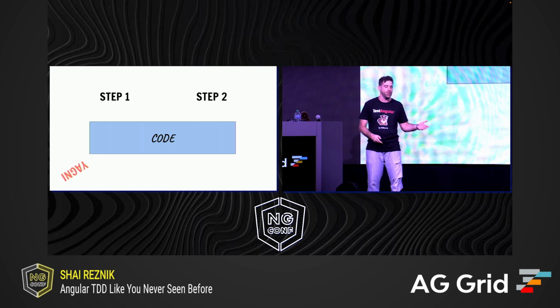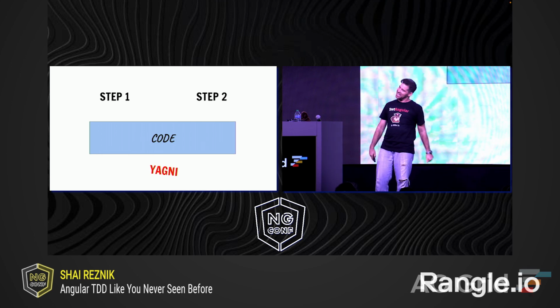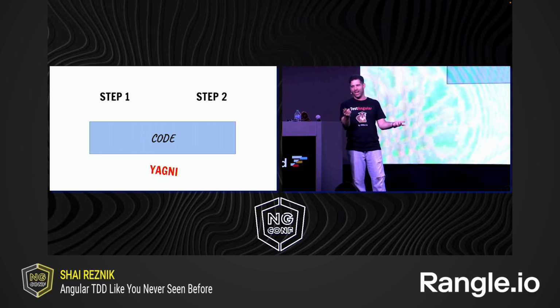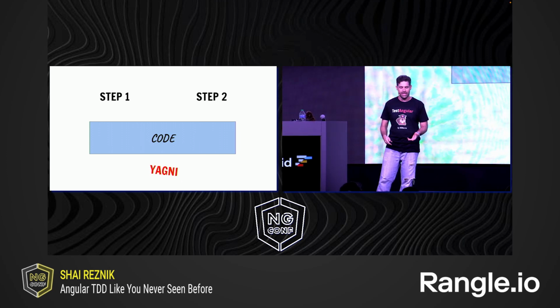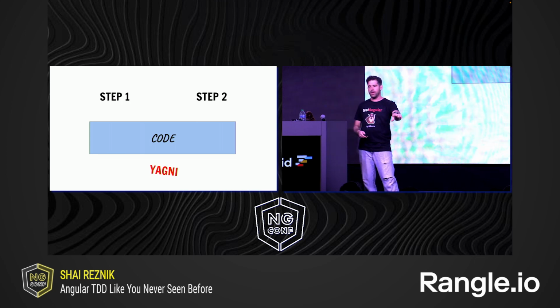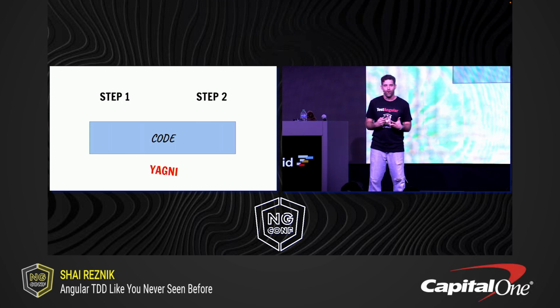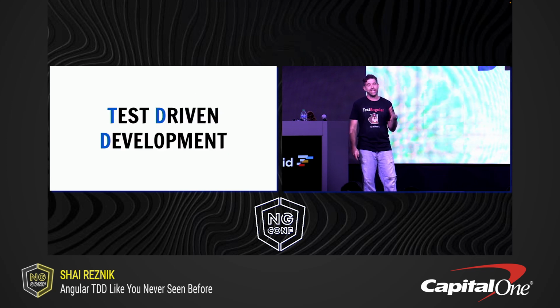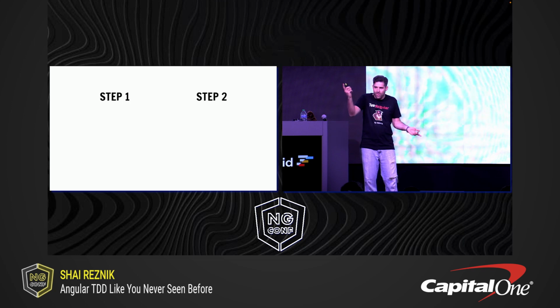And also it leads to Yagni. Who knows what Yagni is? You ain't gonna need it, yeah. So over premature optimization of code and such. But the main problem is that we never get to the actual test, and we never gain all the advantages from that.